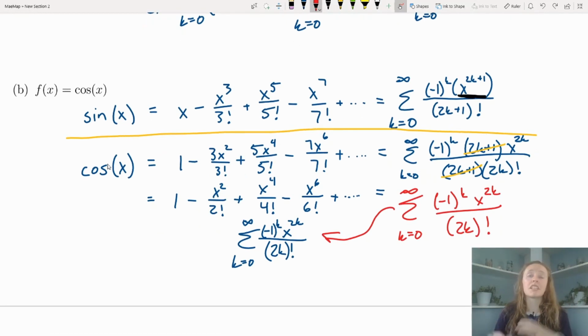That's something that we did in the previous section and something we will continue to do with Taylor series and Maclaurin series, because what are both of those? They're both power series.